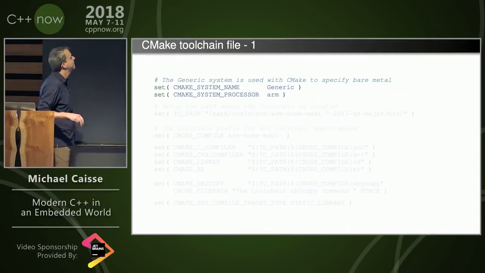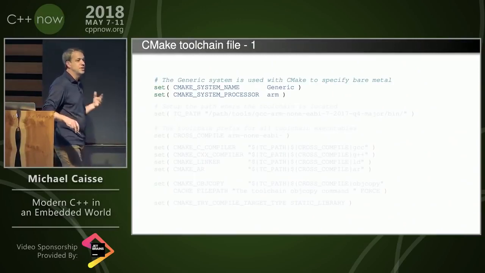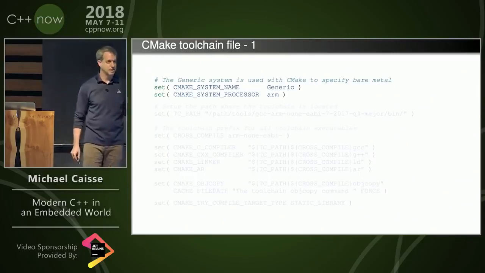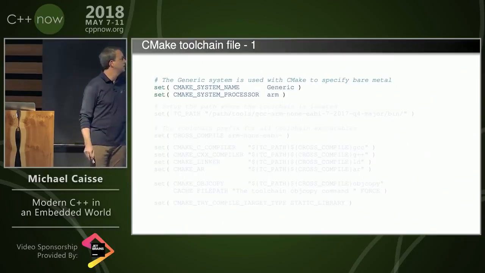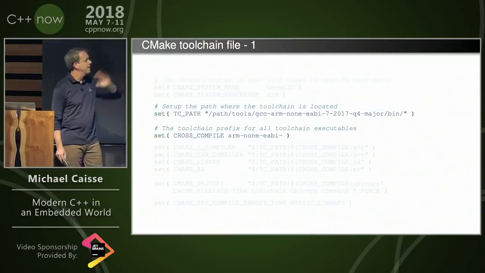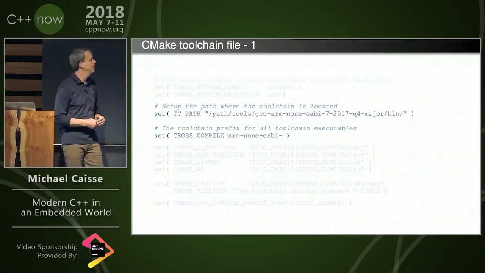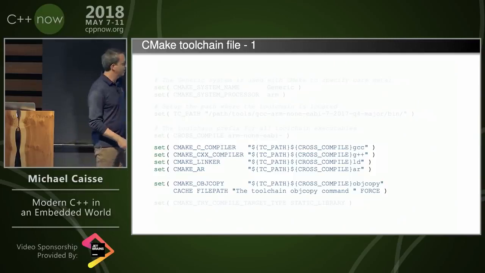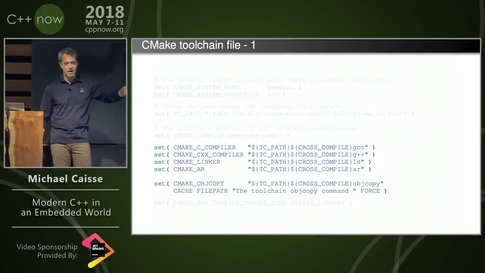So let's set one up. Our CMake system name is going to be Generic. That basically tells it that it's bare metal. We don't have an operating system. And we're going to use an ARM. I give it a path to where the compiler will be, set up a path and what the cross-compiler will be. And then assign for each of these variables the C, the C++, the linker, and then the thing we want to look at just for a moment, the objcopy.